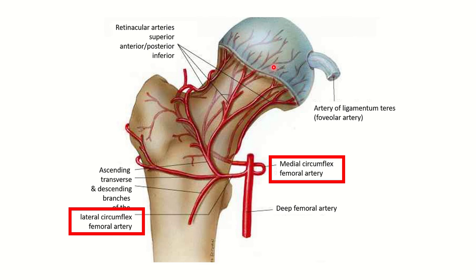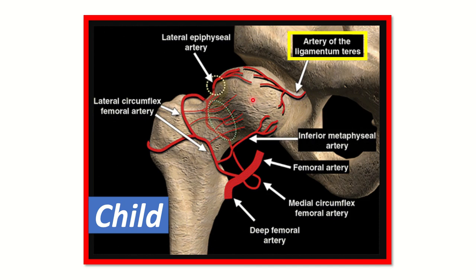Here we can see in the head there is a blood vessel, and this blood vessel arises from the retinacular branch of the circumflex femoral artery. And we can see the artery of the ligament of teres, or foveolar artery. This is usually present in children and it supplies the head in early life. In this picture we can see that in a child, a large part of the head of the femur is supplied by the artery to ligamentum teres, or foveolar artery. So this point is very important.